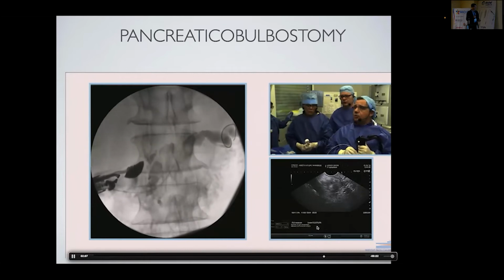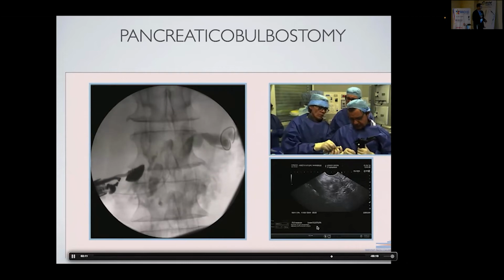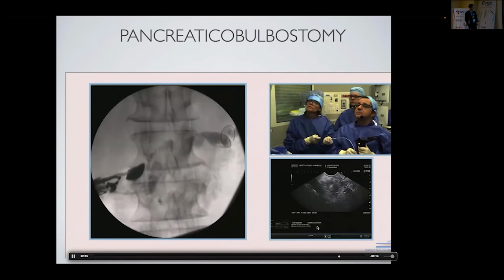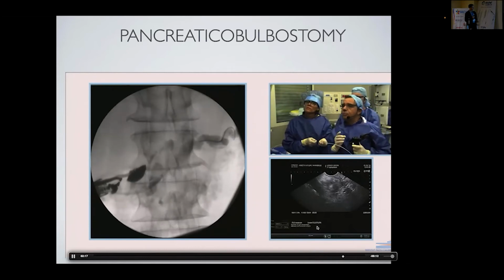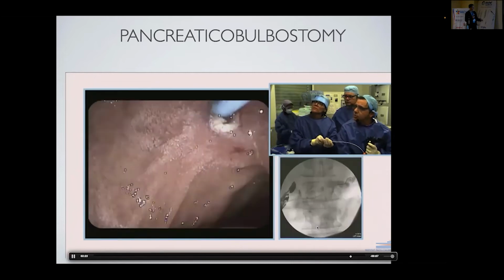We will wait for the end. The stent is in place.